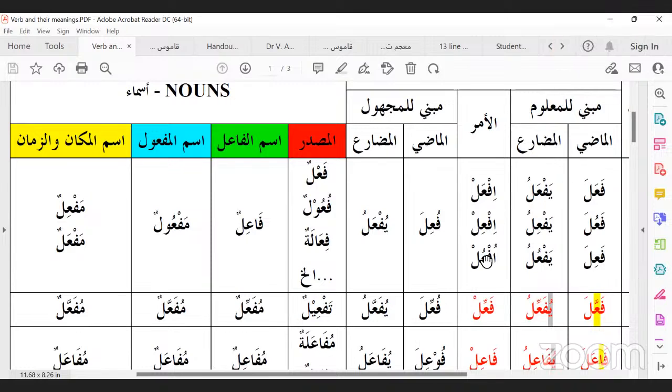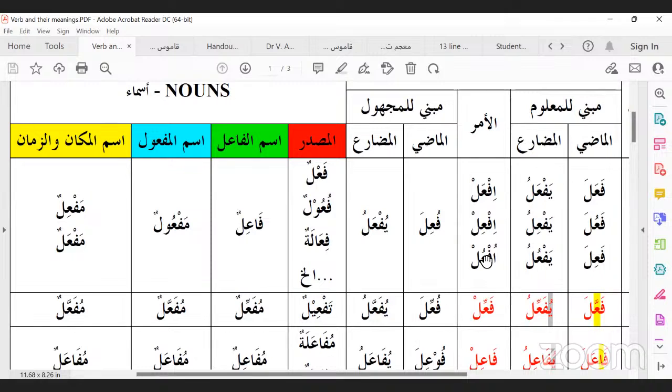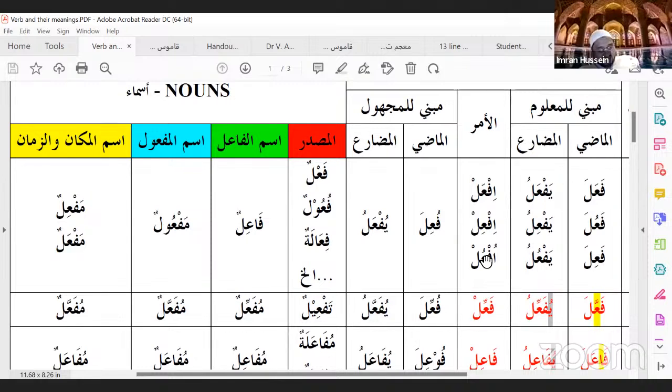This is the same way as mal'abun. La'iba, mal'abun. Good. Qatala yaqtulu, maqtalun. Qatala yaqtulu maqtalun.